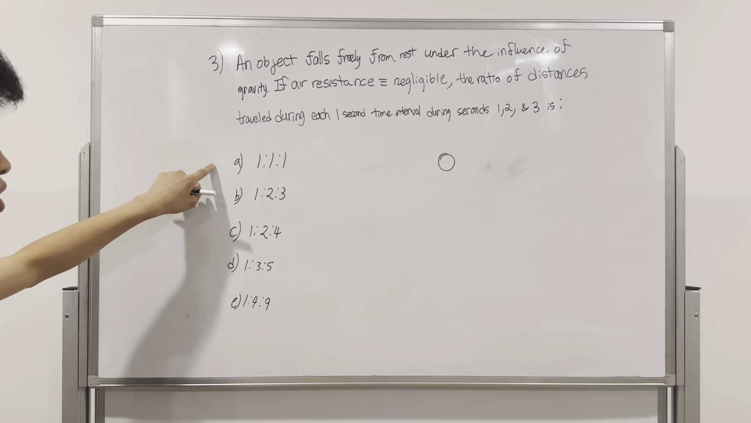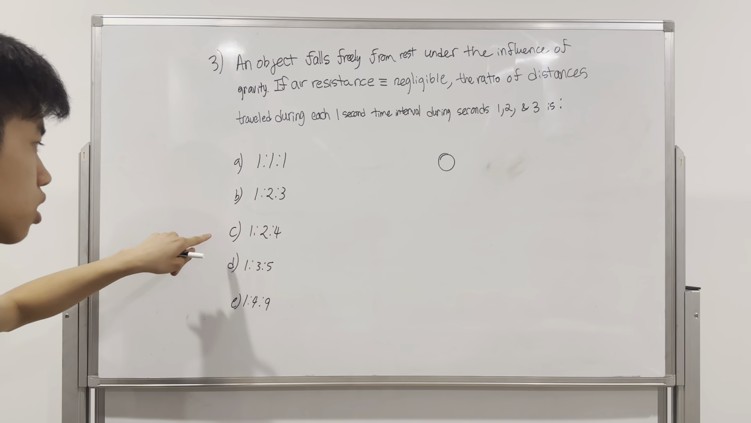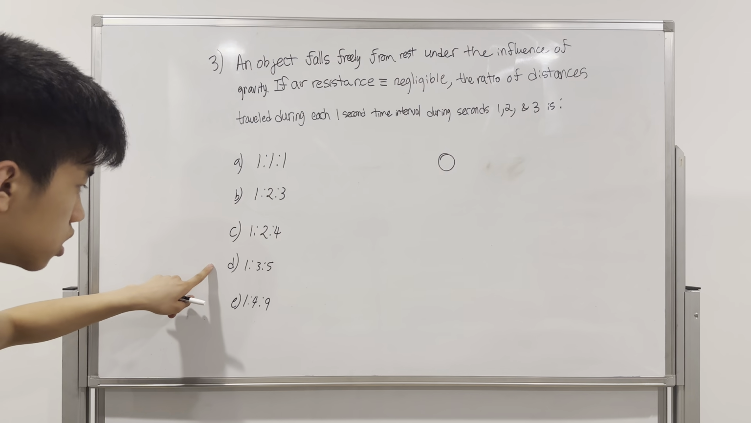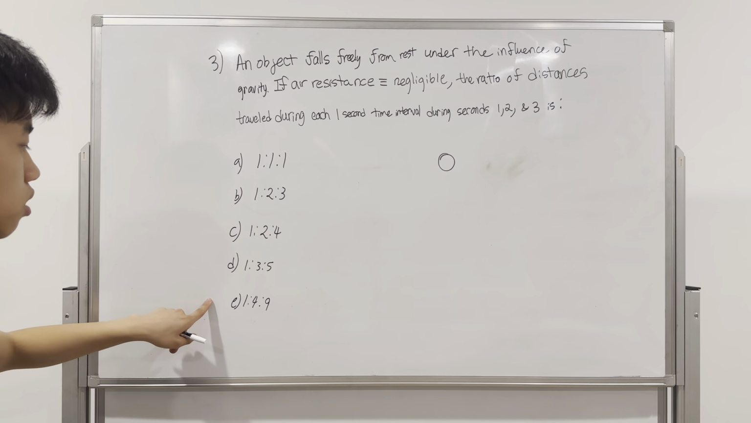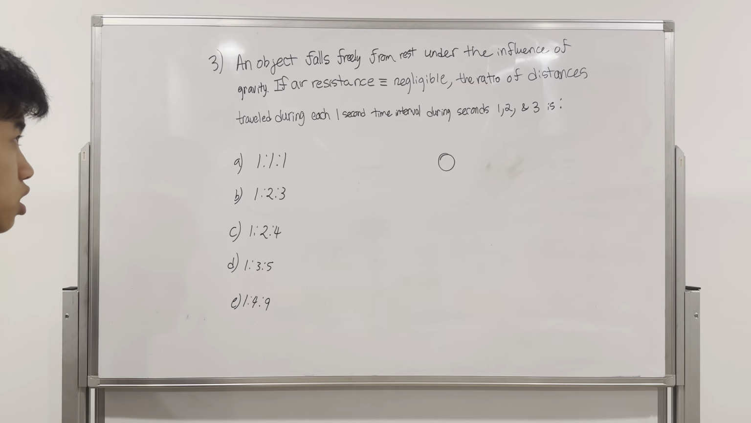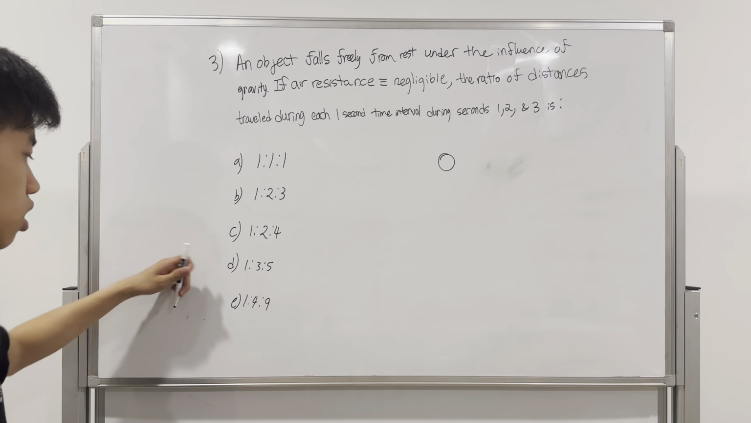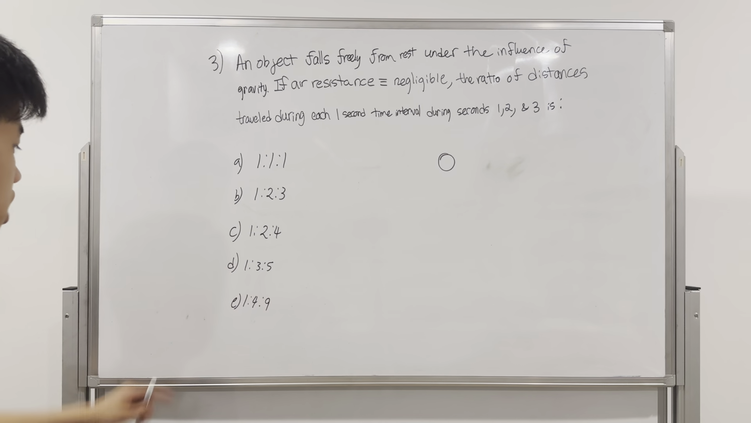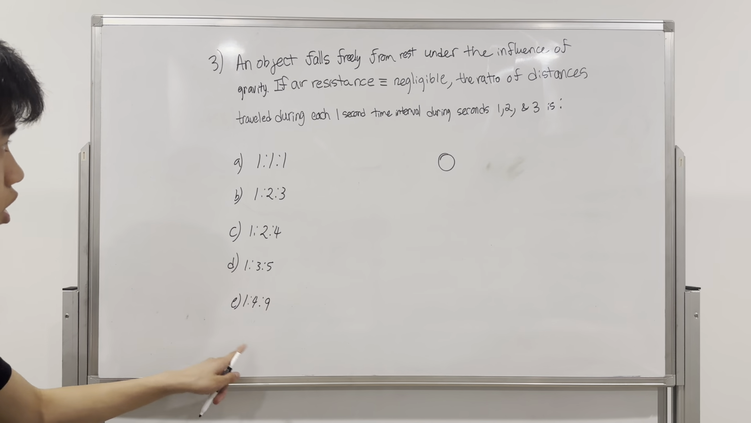A. 1 to 1 to 1, B. 1 to 2 to 3, C. 1 to 2 to 4, D. 1 to 3 to 5, E. 1 to 4 to 9. So, if you just read this initially, you may think, oh, it's got to be E, right? It's got to be E. 1 to 4 to 9.